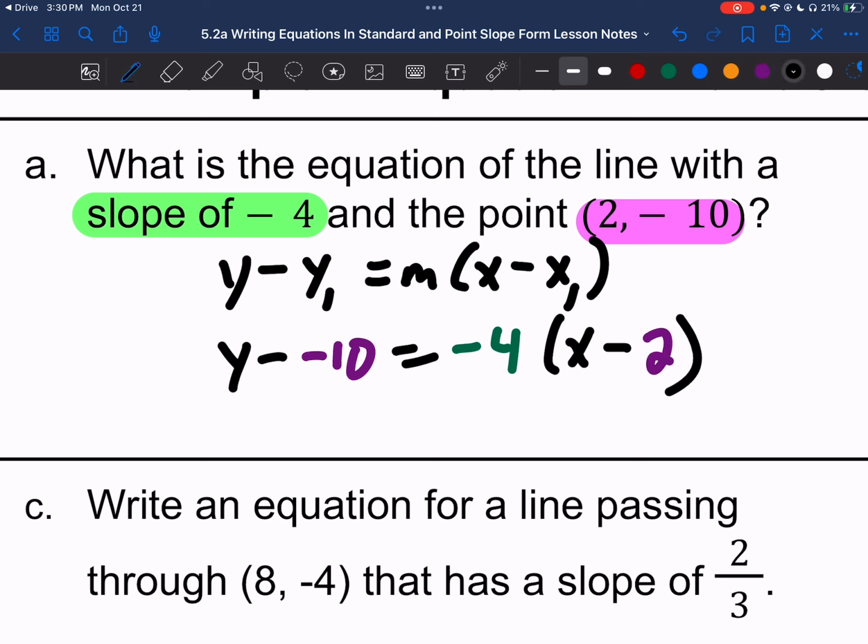Now, if I want to simplify this further, I'm going to fix the double negative, so y minus -10 is the same as y plus 10 is equal to -4 times x minus 2. Now, I was told to write the equation in point-slope form, which is what I did. I can stop right here. I do not need to convert. Do not need to distribute. I don't need to solve for anything. Right here is all I'm asking you to do. Write the equation in point-slope form.